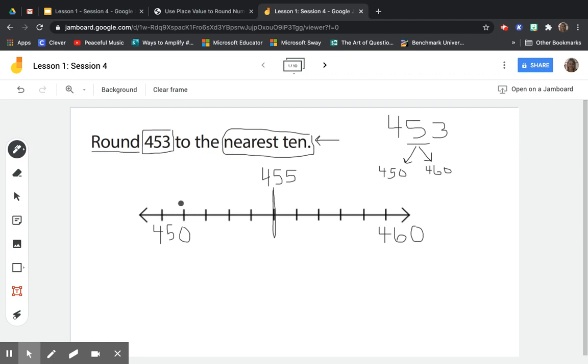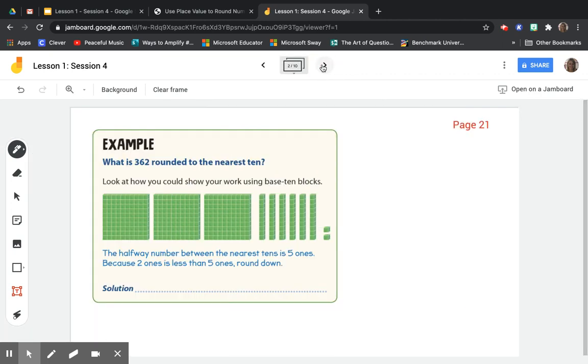So 450, 451, 452, 453. So I know that if my number is before the halfway point, we round down. So we will be rounding 453 to 450. Awesome job. Okay, now that our brains are warmed up, we are going to look at page 21.